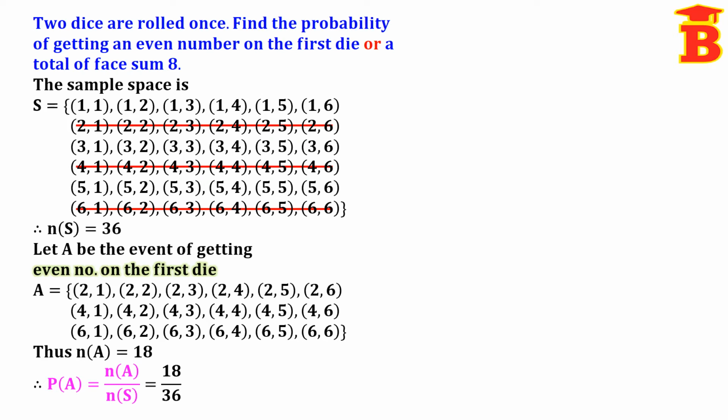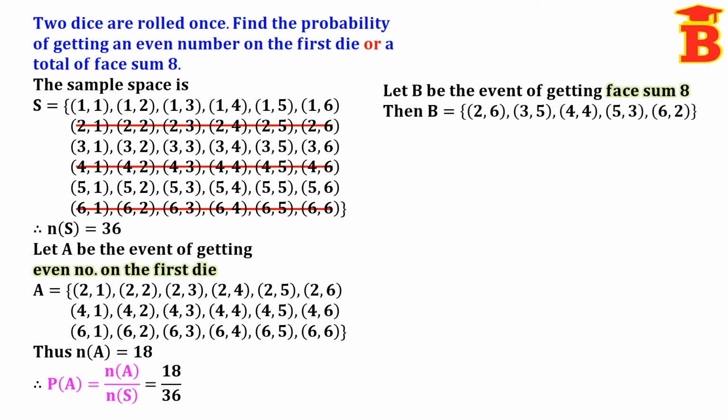Take the next event B. Here the second event is total of face sum 8. So let B be the event of getting face sum 8. That means the total should be 8. So this line gives the total 8.